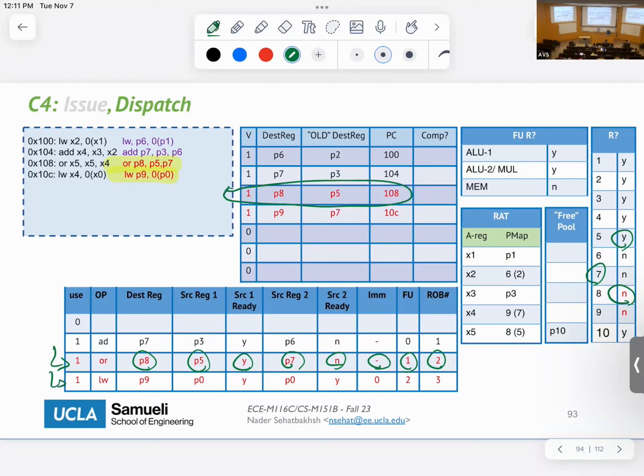Same thing for load: 1, load, P9, make P9 not ready, P0, yes, P0, yes. And the immediate, in this case, we put it here. The functional unit for load can only be 2, so we put 2 here, we put the ROB here. Okay, so it's following the exact same algorithm that we discussed before.